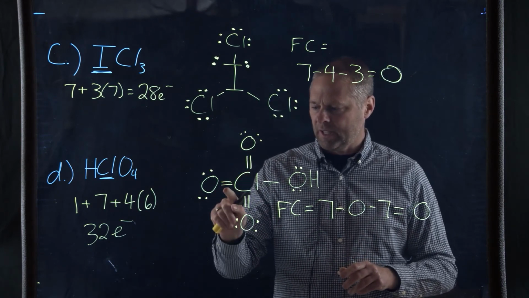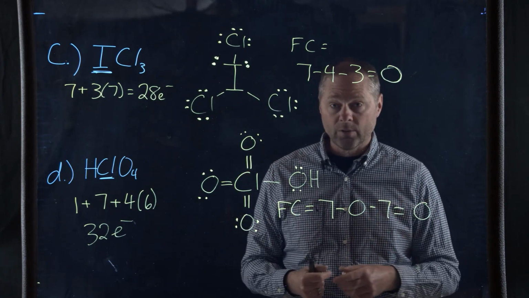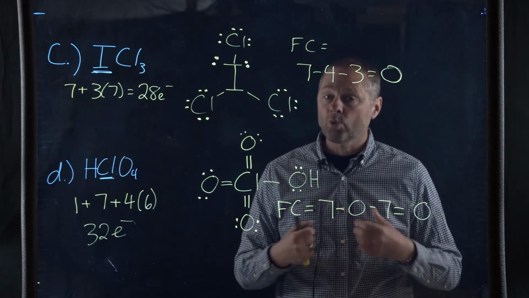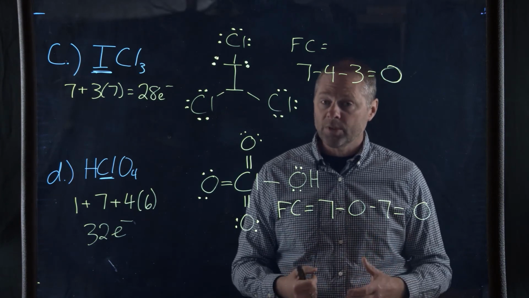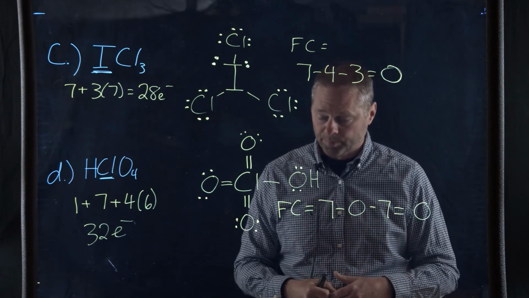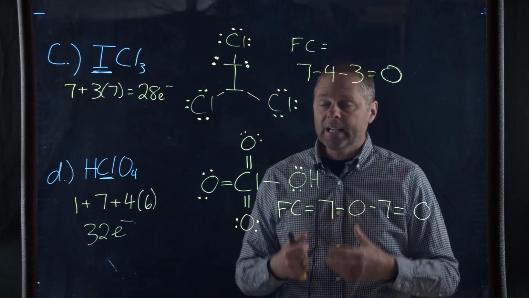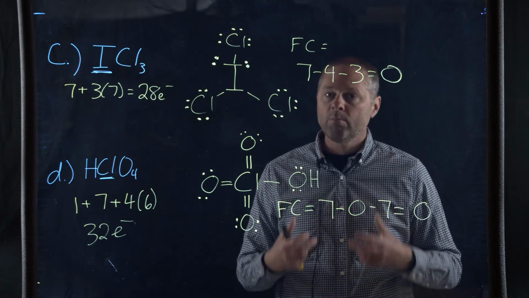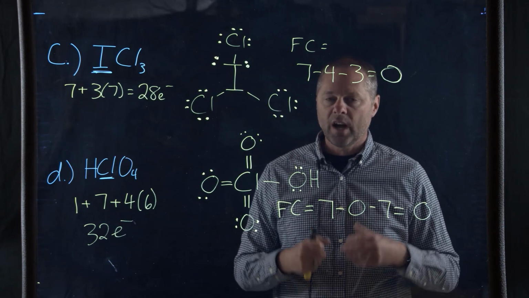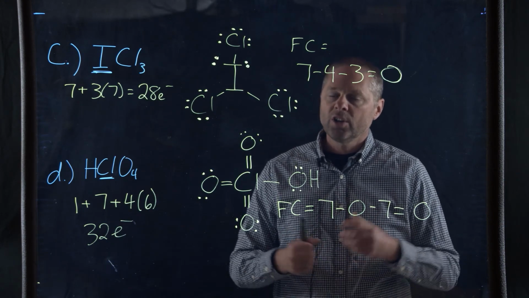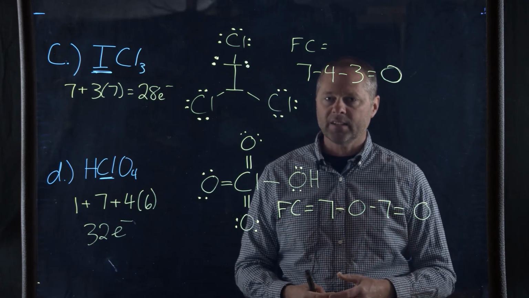Now, you may say, wait a minute, the chlorine has 14 electrons around it. 2, 4, 6, 8, 10, 12, 14. You're exactly right. But it has a principal quantum number greater than 2. Because it has a principal quantum number greater than 2, it can entertain and hold more than 8 electrons in its octet, or into its valence shell. So it can have what's called an expanded octet. All right?